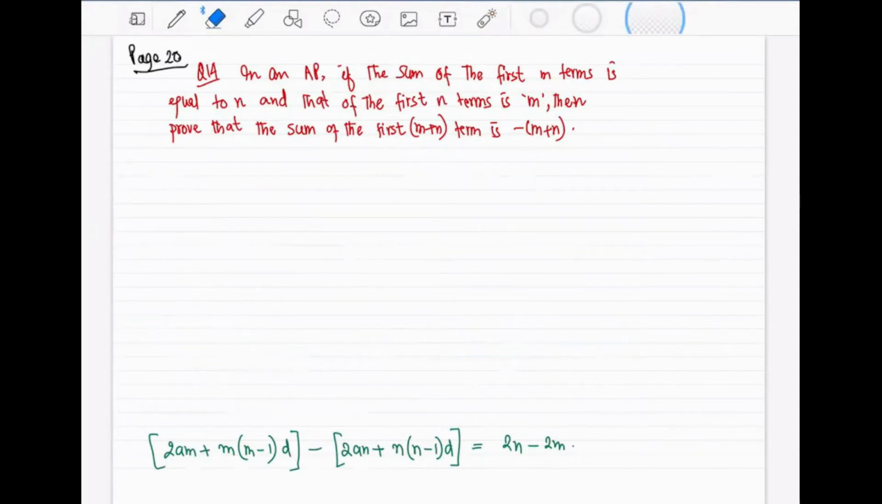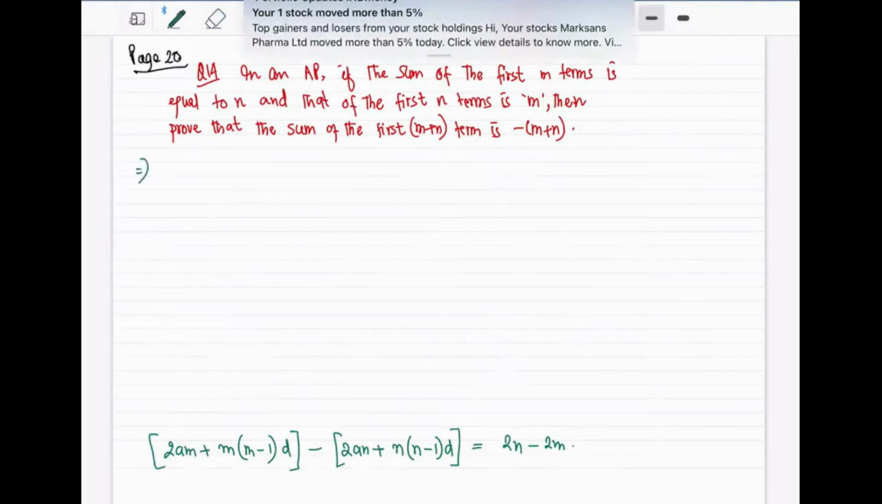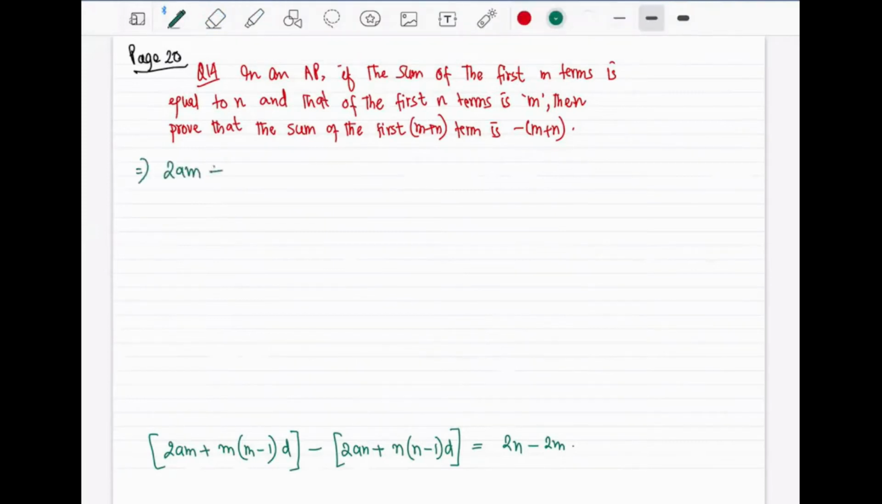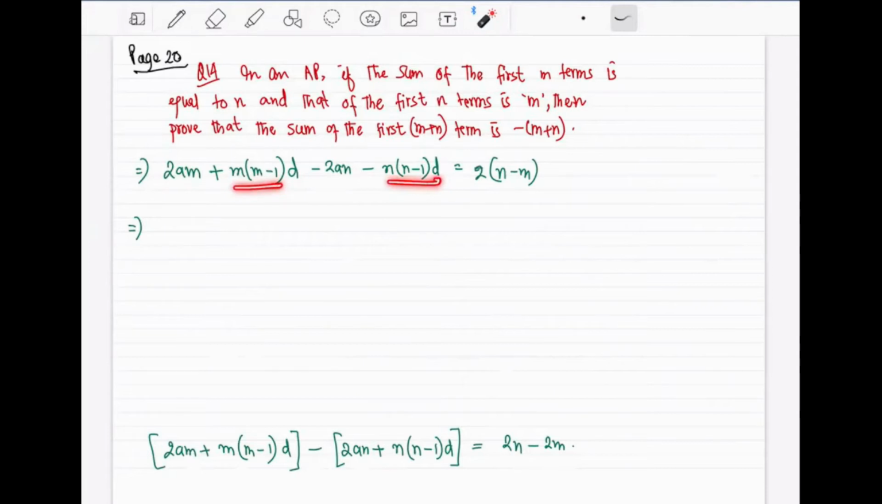Okay, so what next? Let's open the third bracket. Place them: twice am plus m (m minus 1) d minus twice an. Let's multiply the two signs, minus and plus, we obtain minus here. Okay, look at these two. I can take out the 2 as common factor. Okay, let's combine the like terms. This one and this one are like terms because they have 2 and a in both of them. These two are like terms because they have d in both of them. So between these two, I can take out 2a as common factor, right?